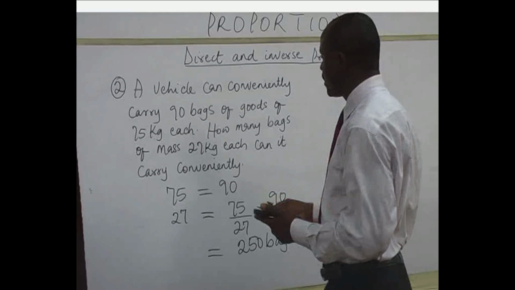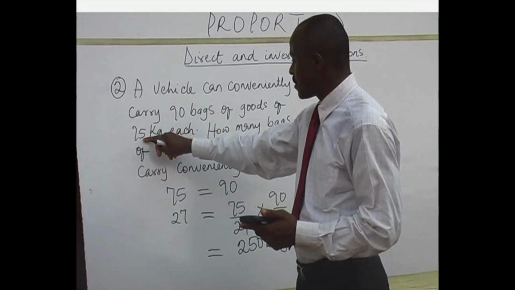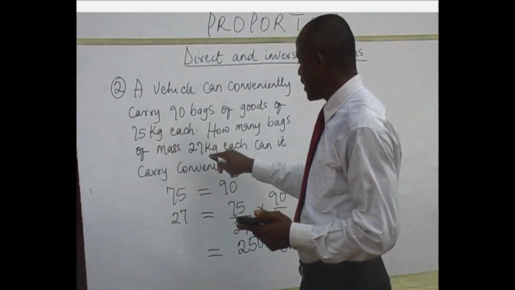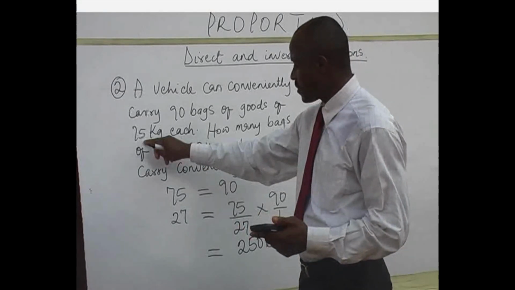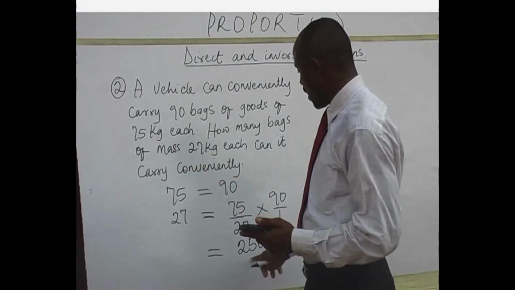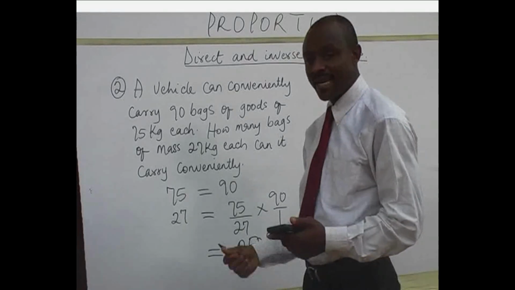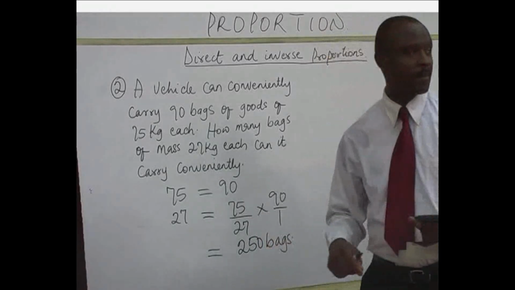You can see when the mass was 75 kilograms, the lorry could carry 90 bags. Now that the mass is 27 kilograms, less kilograms, the vehicle is carrying more bags, 250 bags. This is an example of inverse proportion.